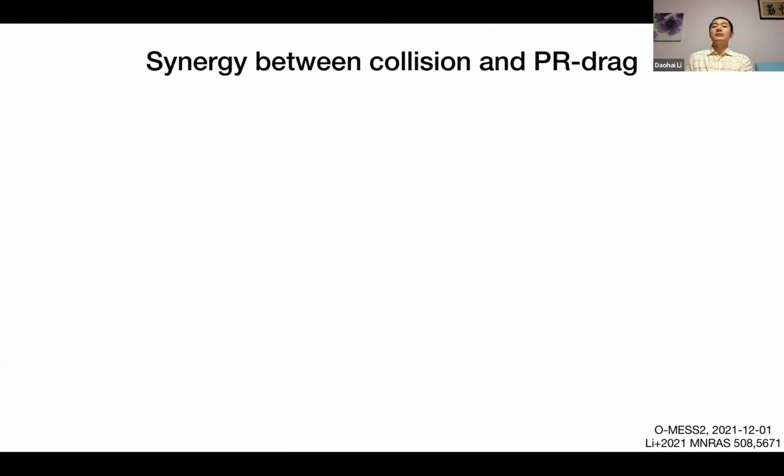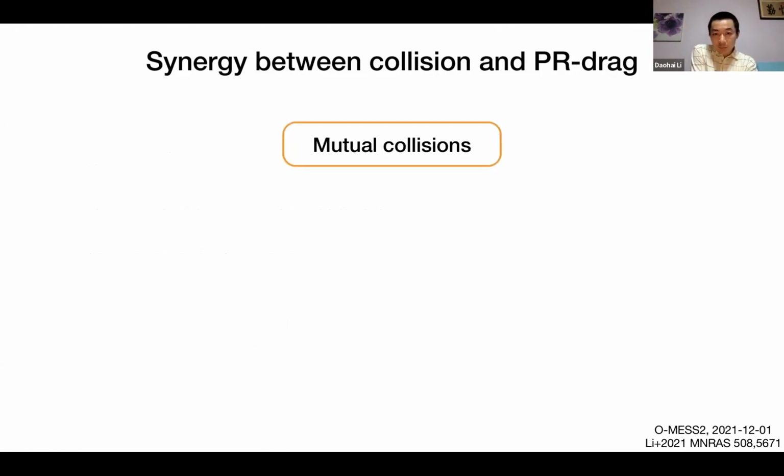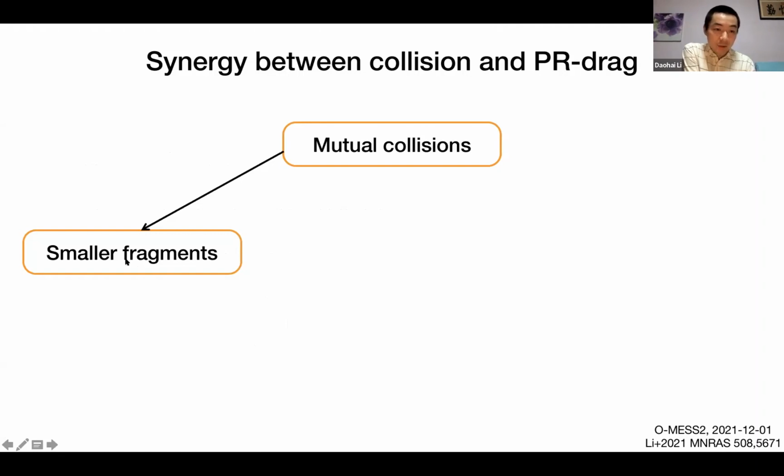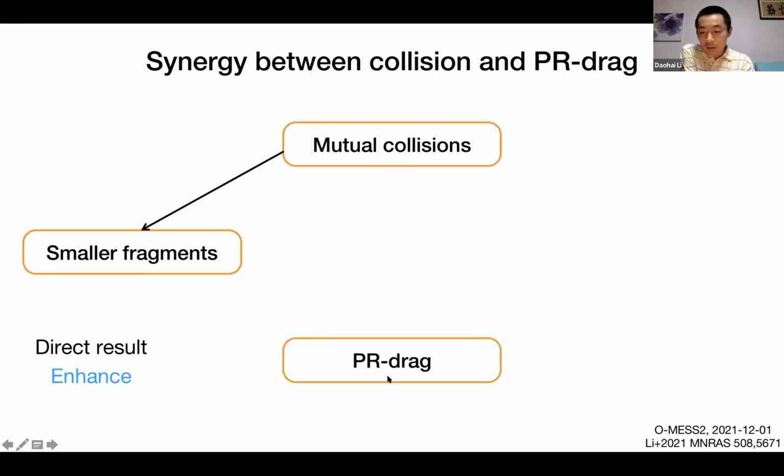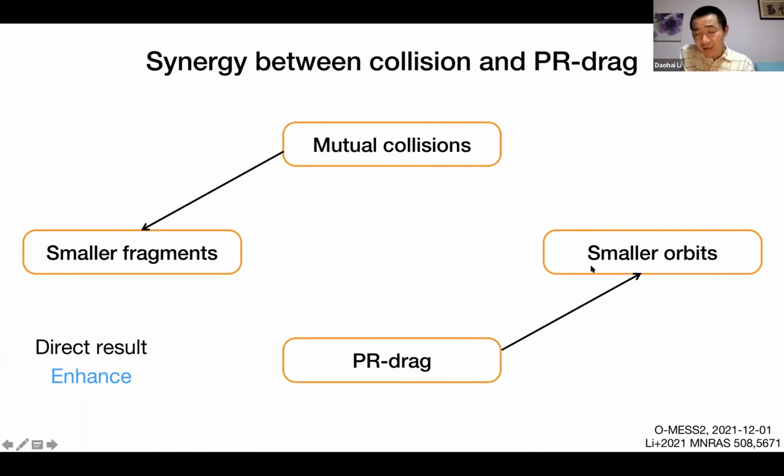Now we see the synergy between collision and white dwarf radiation forces. So when we have collisions, we would get smaller fragments. And here the black line means the direct result. And PR drag would lead to smaller orbits. And because when the fragment size gets smaller, we would get faster mutual collisions because of the increased surface area to mass ratio. And here the blue lines mean the enhanced case. And for the same reason, we would have a stronger PR drag.